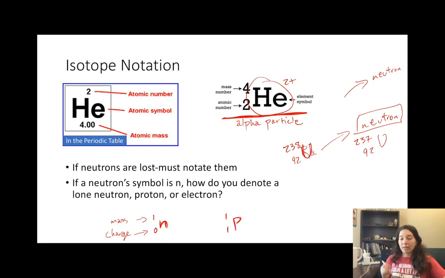Give this a shot for an electron now. If the chemical symbol for an electron, we assume, is E. So what you'll find is the mass on an electron is 0. They technically don't have enough mass to merit us taking them into account. The charge on an electron is -1. So you'd see it written like this if we looked at the isotope notation for a lone neutron, a lone proton, and a lone electron.